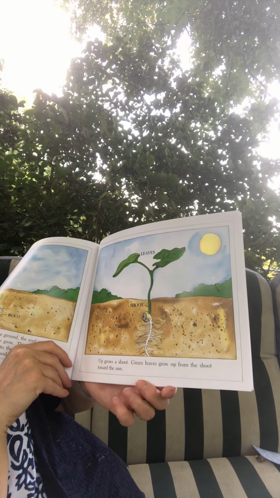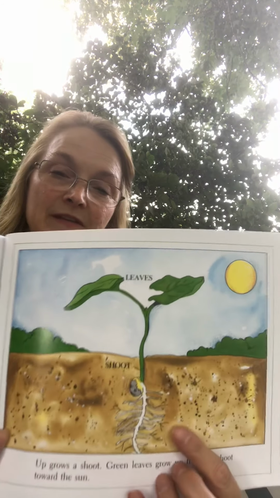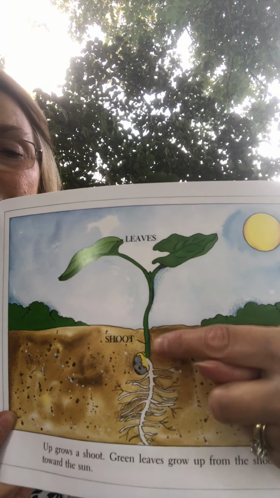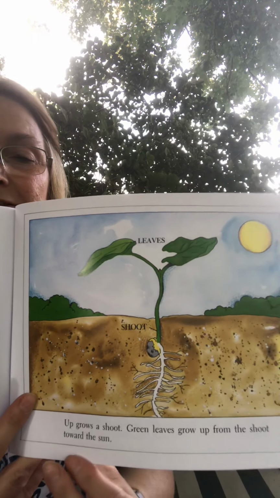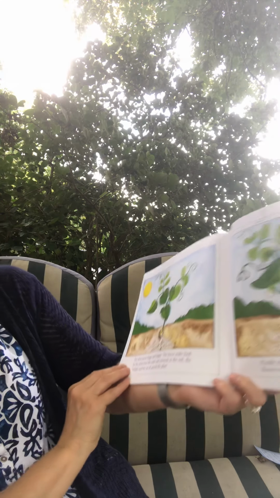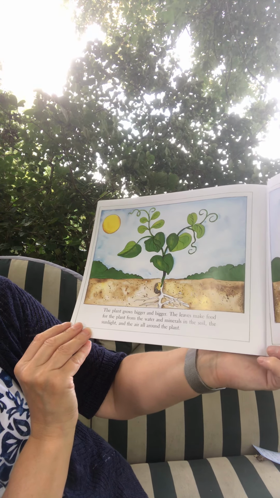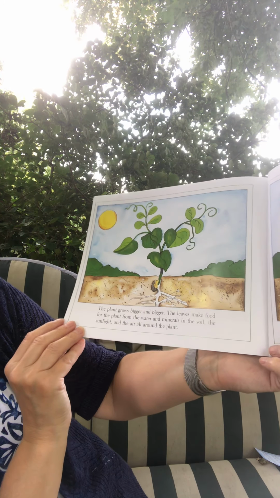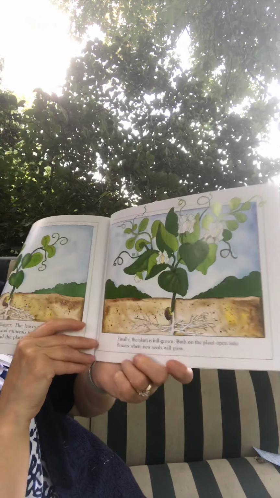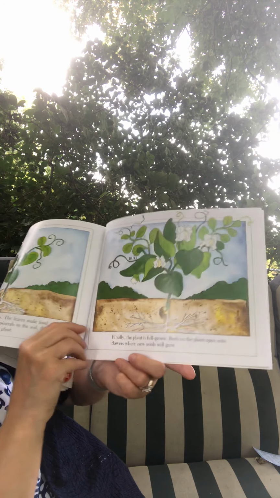Up grows a shoot. Green leaves grow up from the shoot toward the sun. See, there's the shoot. You can still see the roots and the seed. The shoot comes up and then it grows some leaves. The plant grows bigger and bigger. The leaves make food for the plant from the water and minerals in the soil, the sunlight and the air all around the plant. Finally, the plant is full grown. Buds on the plant open into flowers where new seeds will grow.